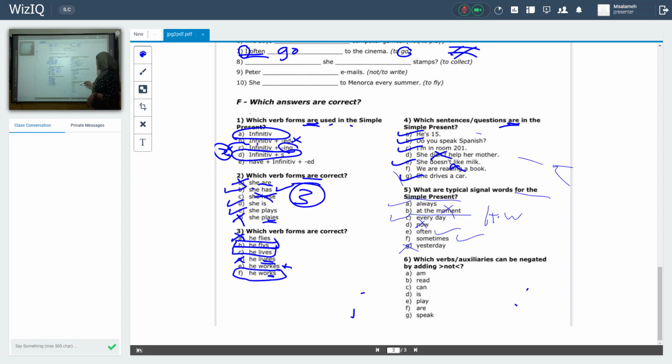Okay, which verbs or auxiliaries can be negated by adding what? Not. So, verb, okay, read. Can I say readn't? No. So, cannot, isn't, play, no, aren't, and speak, no.